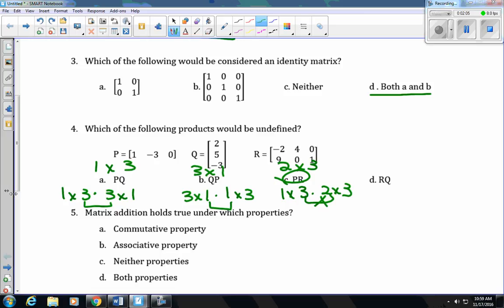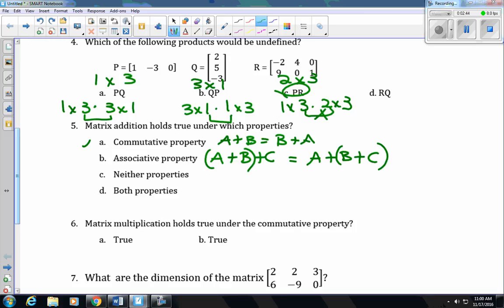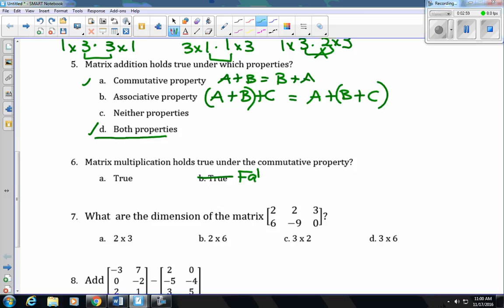All right. Matrix addition holds true under which properties? I agree with you. A works. That means that A plus B is the same thing as B plus A. What is association? Okay, so I actually have something like this. A plus B plus C, where I can do A plus B first, plus C. Is that the same thing as that? Yeah, so actually it's D. Both properties work. Doesn't matter how you add, you're going to end up with the same sum. All right? This one obviously has an issue here. This would be false. I don't have a choice.